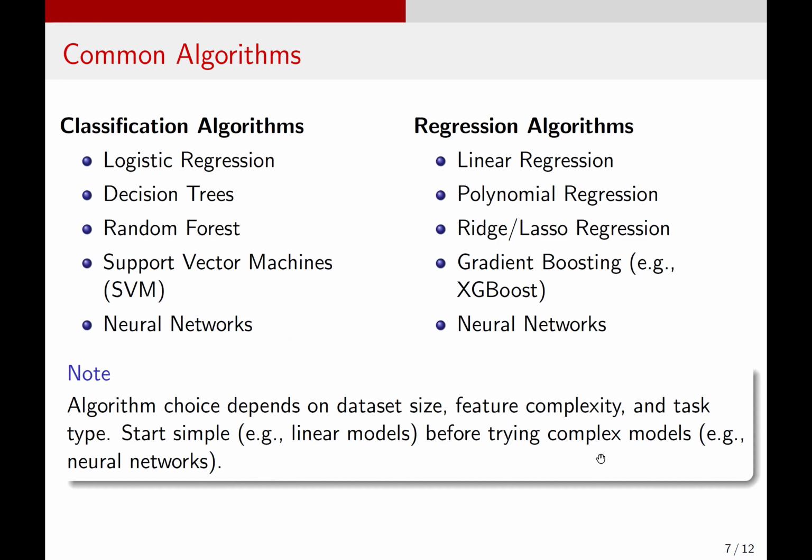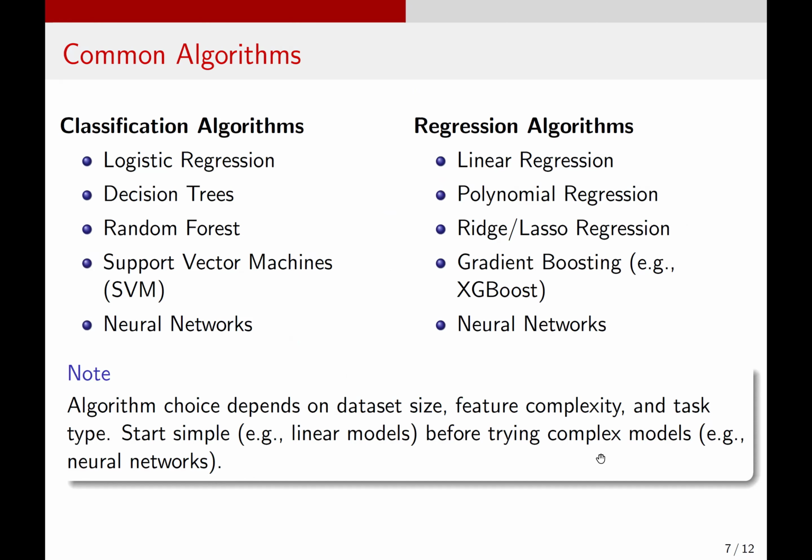So the note here is algorithm choice depends on data set size, so the kind of data set you have, the feature complexity, how complex are your features, and task type. What is the task type? Are you classifying? Are you regressing? So you want to look at this to determine the kind of algorithm you choose.